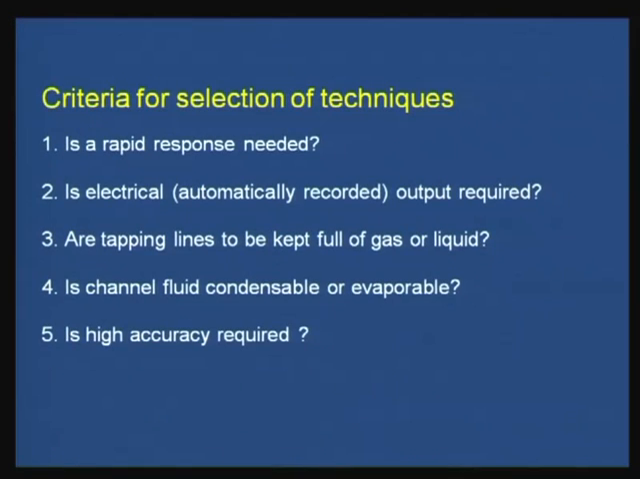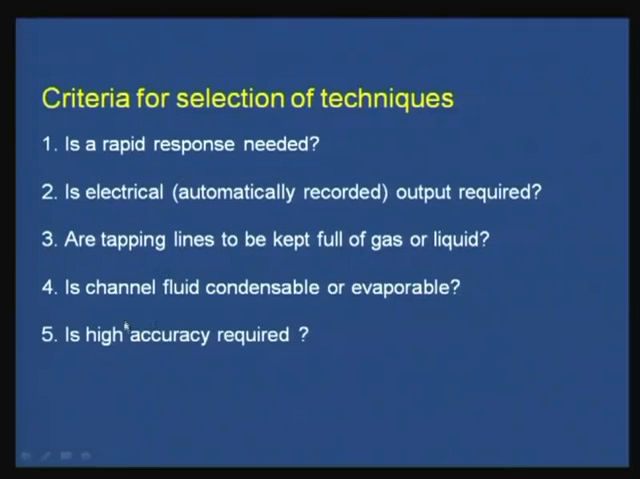What is the other thing? Is the channel fluid condensable or evaporable, okay. So in that particular case what do we do? Suppose we are working with cryogenic fluids, what can we do? In the tapping line, just after the tapping point, we can install an evaporator if it is gas filled or vapor filled lines, or a condenser if it is liquid filled lines. So if there is a condenser or evaporator, if a vapor enters by any chance, that can be condensed to a liquid. But this particular technique isn't a very popular one because it takes a lot of time, it is not worth it. Naturally, because condensation and evaporation take time, this is not a very well favored system, but this can be one.